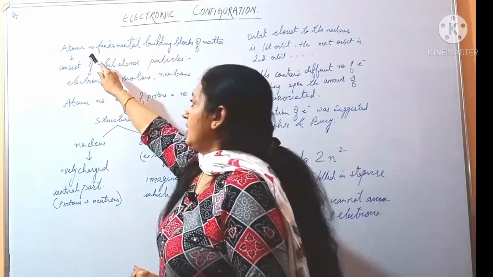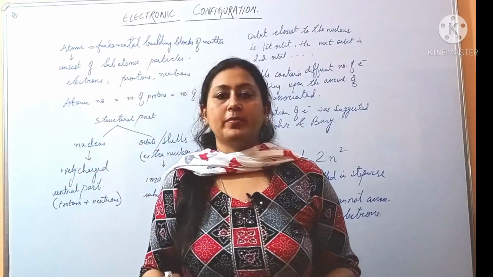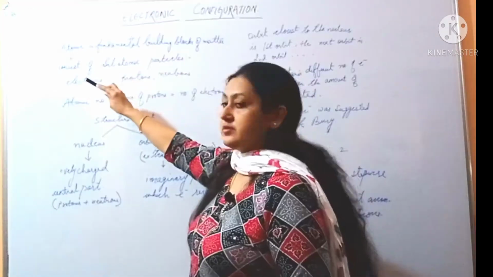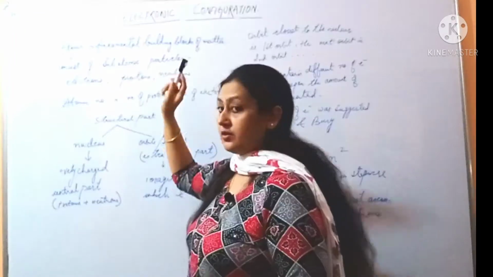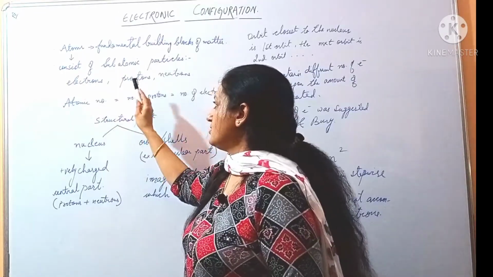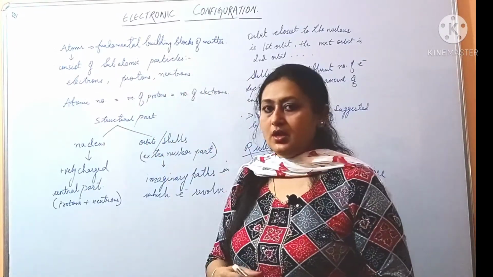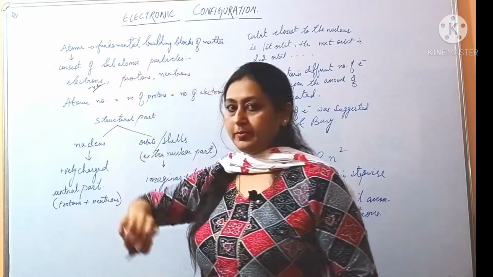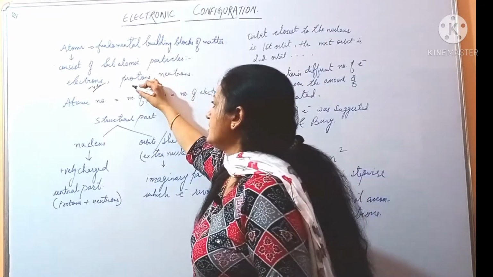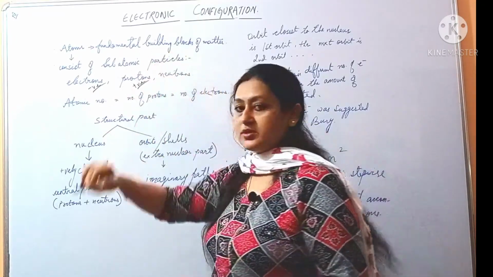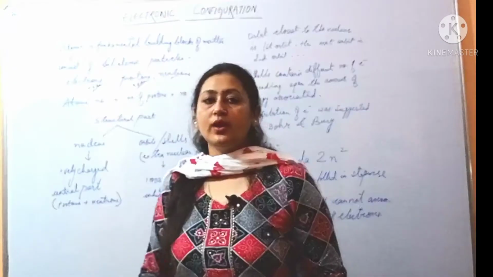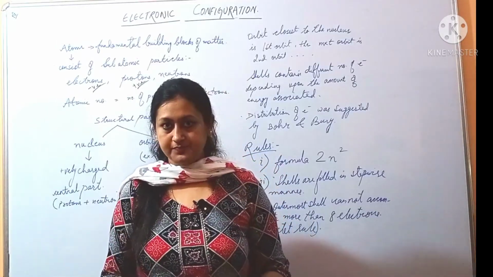Okay. Now, atom consists of subatomic particles. Now, there are more than 200 subatomic particles, but these three subatomic particles which are of much importance are electrons, protons and neutrons. Now, the electrons are negatively charged subatomic particles. Protons, they are positively charged subatomic particles, and the neutrons, they don't have any charge, they are neutral.